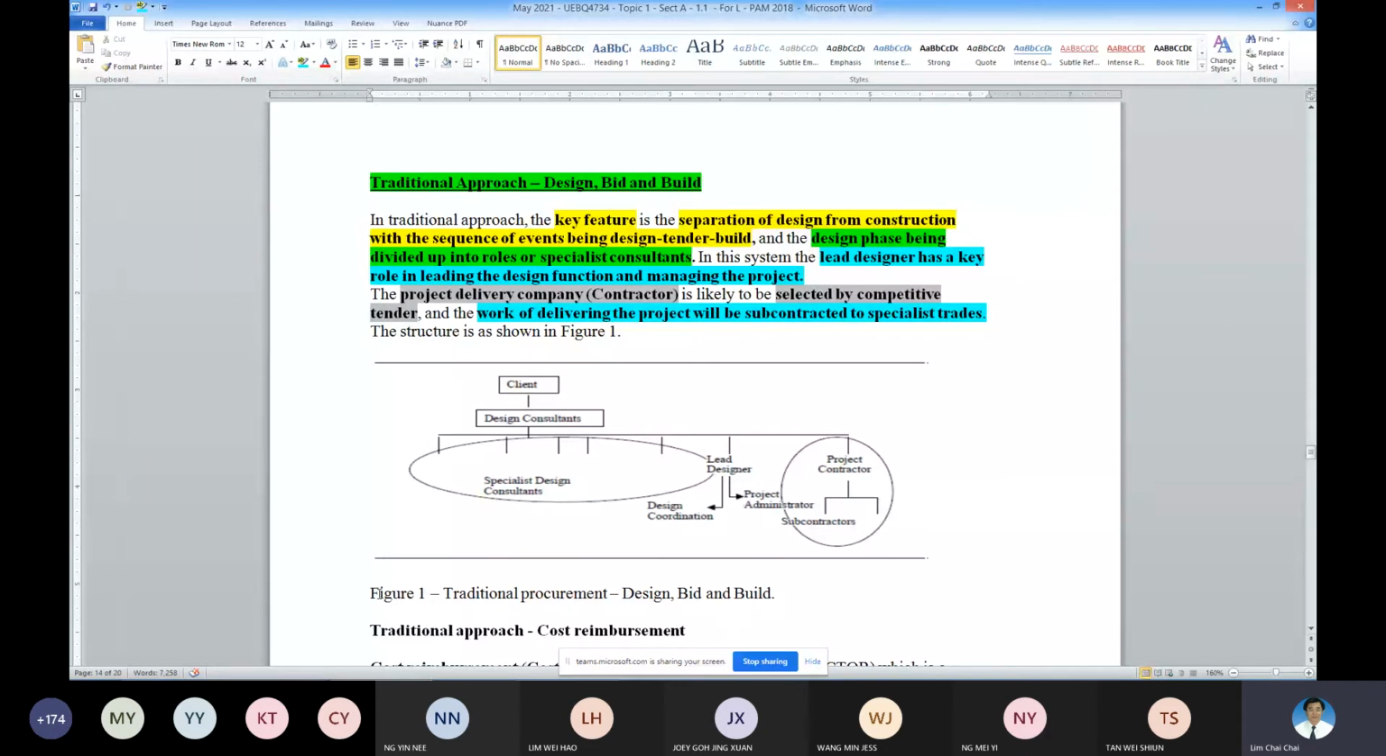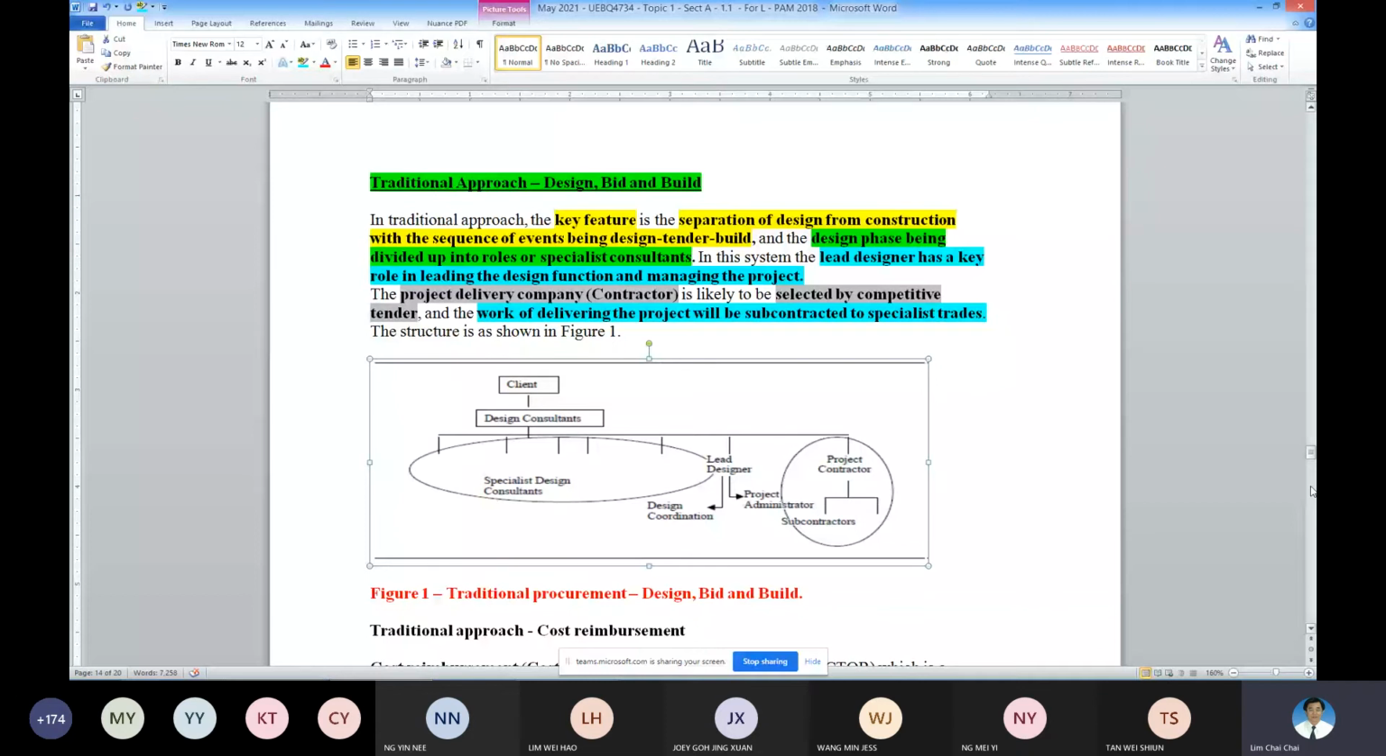This is shown here. Or you can make it in a very simplified form. This one is more complicated, so there is always a more simplified form where the client has a contractual relation directly with the contractor, and then the contractor with the subcontractors and so on. If you want, you can change this one to a much simpler type of presentation.